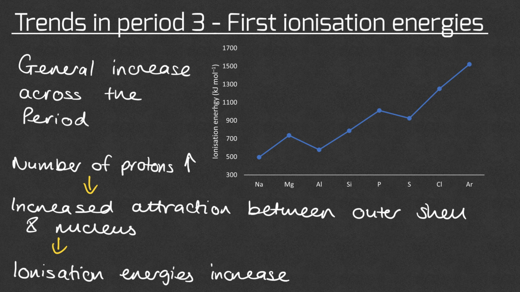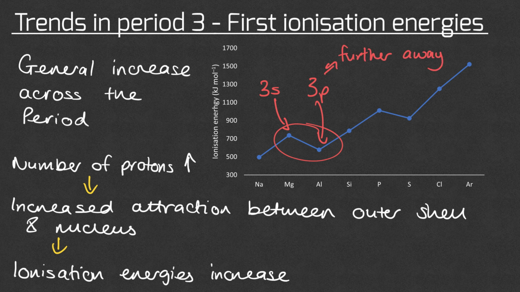You may have noticed, however, that there are 2 elements which don't fit this general increase. Now, these examples will have been covered in your first physical chemistry topic. However, we're going to look at why aluminium doesn't quite fit the pattern of general increase and why sulfur doesn't quite fit that pattern. So if we look at magnesium and aluminium, when we come to remove that electron, in magnesium, we're removing it from a 3s orbital, and in aluminium, we're removing it from a 3p orbital.